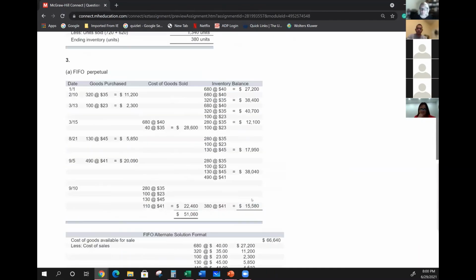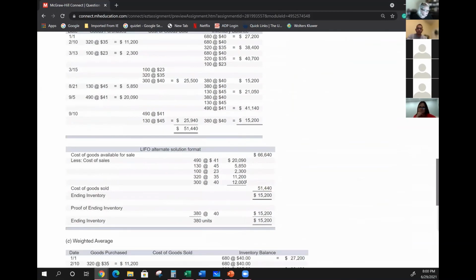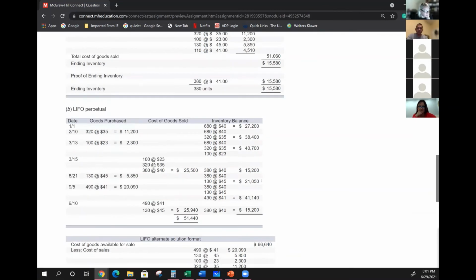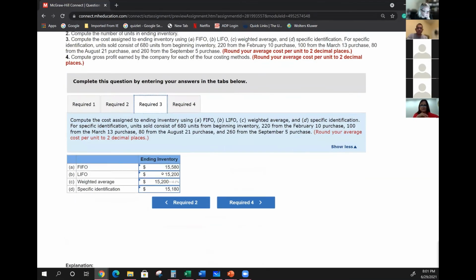With LIFO, do the opposite. So you know you have 390. Out of the 390 for LIFO, it's going to go back to that beginning batch, because I'm taking everything out that came in last. That's what I'm selling. So my ending inventory is going to be that very first one that I had in the beginning, right? So it's 390 out of that original 680. So now I know that my 380 times 40 is going to be my cost. Does that make sense? Yeah. Okay.